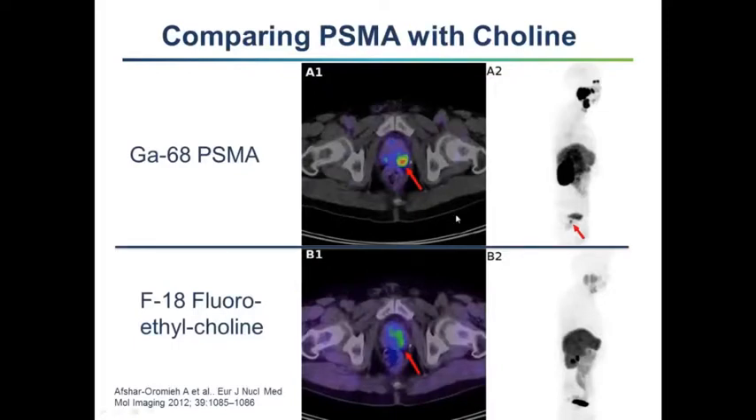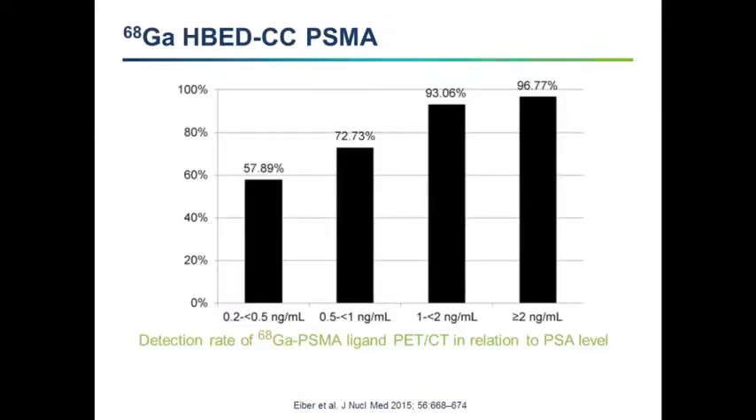And when you compare it to choline, because remember I told you choline is approved, but you need about a PSA of 1.5 to find it, this can find it at a much lower level, and this just shows how much more delineation of the tumor it has here compared to choline. So it's just much better quality images and much greater ability to detect at lower PSA levels.